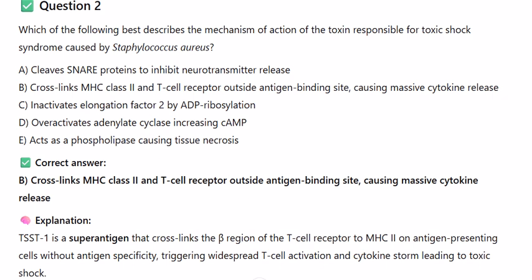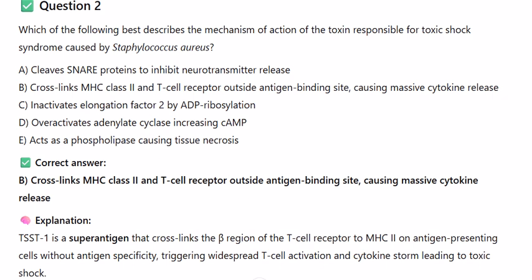C. Inactivates elongation factor 2 by ADP ribosylation. D. Overactivates adenylate cyclase, increasing cAMP. E. Acts as a phospholipase, causing tissue necrosis. Correct answer: B. Crosslinks MHC class II and T-cell receptor outside antigen binding site, causing massive cytokine release.